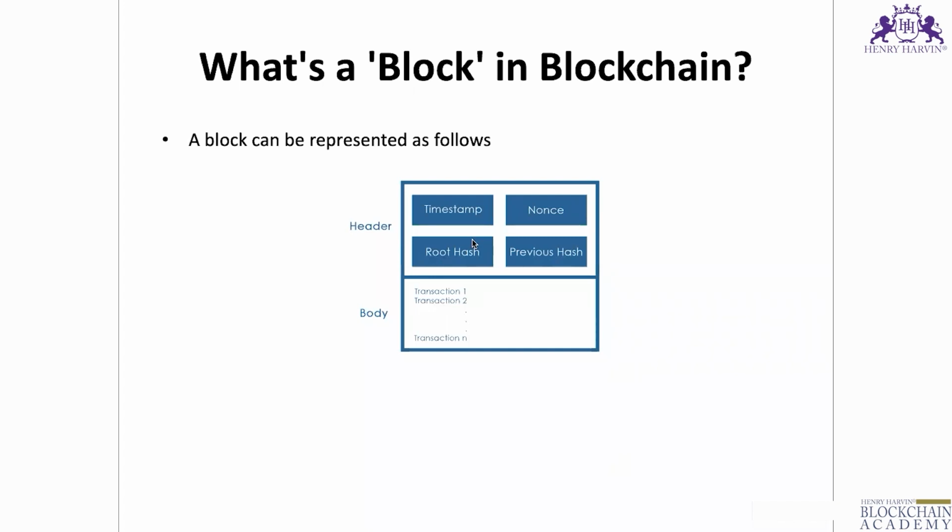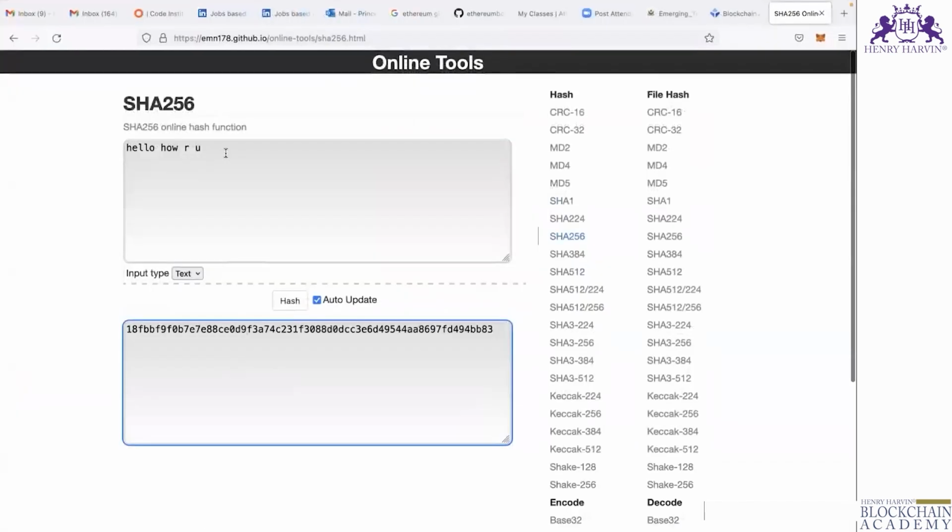And the root hash is very important. Root hash is nothing but a hash of the entire transaction. That is called the root hash. We are hashing this data. Here you can see n transactions are there. We hash these n transactions together, and you will get a hash value something like this.